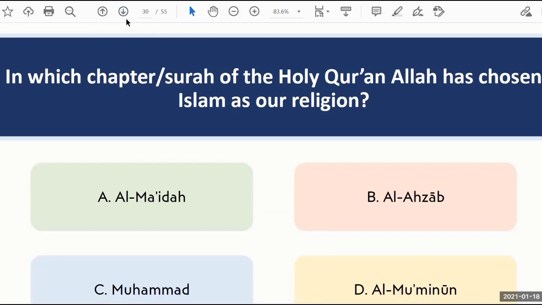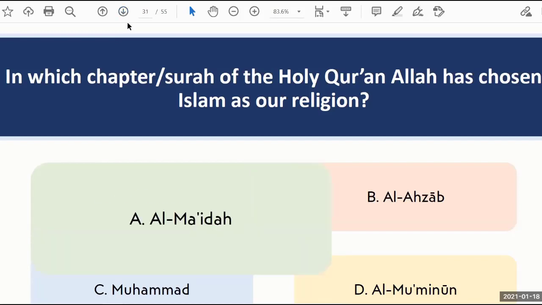The next question is, in which chapter or surah of the Holy Quran has Allah chosen Islam as our religion? A. Al-Ma'idah, B. Al-Ahzab, C. Muhammad, peace be upon him, or D. Al-Mu'minun. Can I have a student? Assalamu alaikum. I think it's C, Surah Muhammad. Jazakallah for your answer, but the correct answer is Al-Ma'idah.